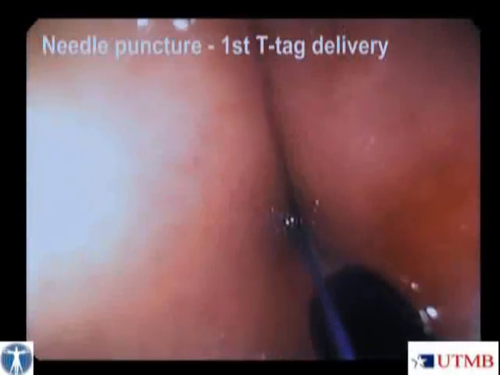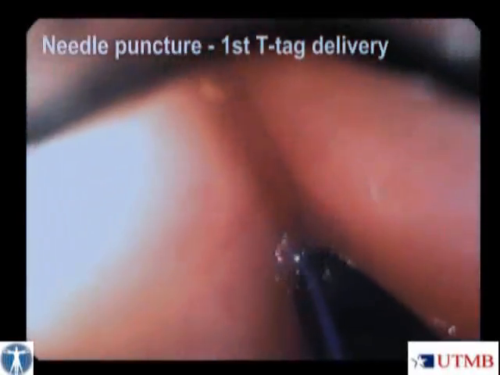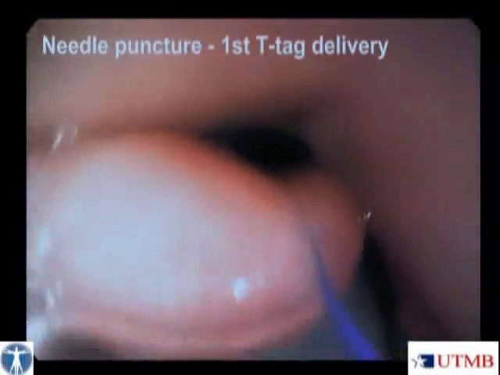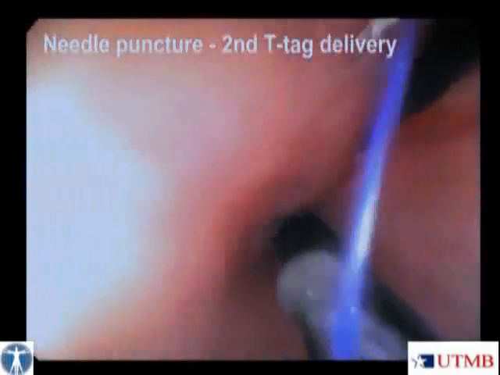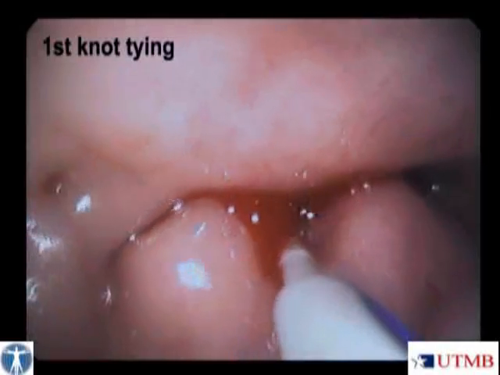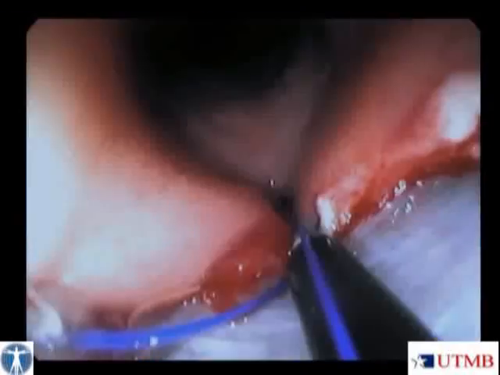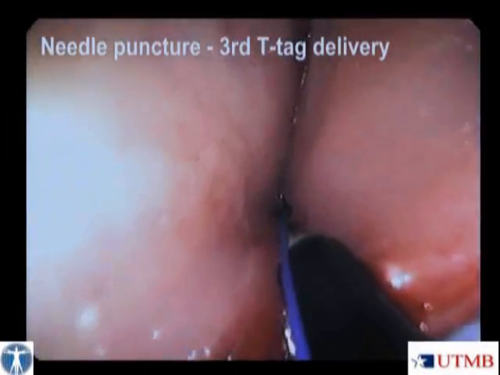After gentle needle puncture of the top edge of the perforation, followed by insertion of the T-tag, a second T-tag was inserted at the lower end of the perforation, and both the sutures were closed with a knot tying element. Notice the smaller residual defect after the first closure.